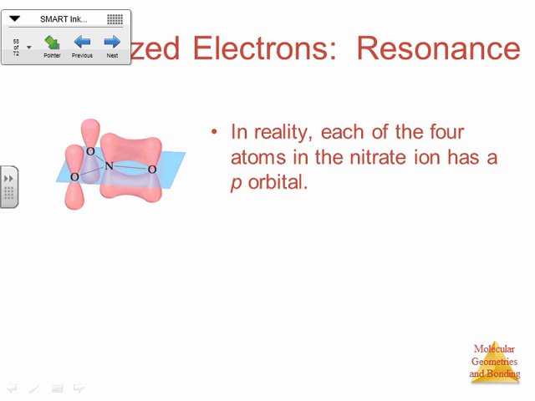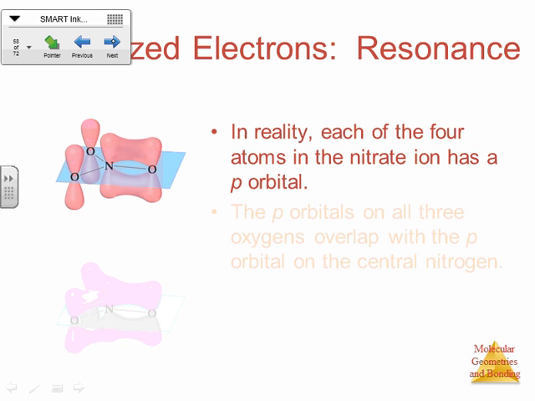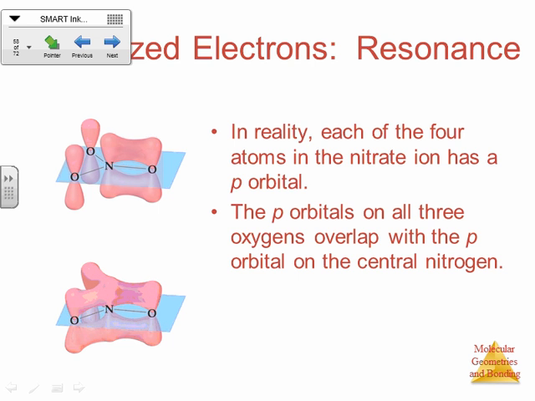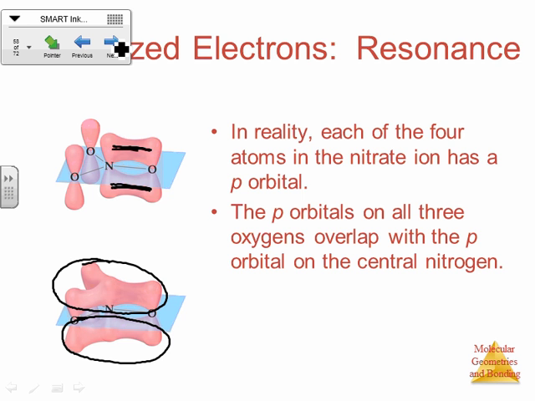So each of these 4 atoms in the nitrate has a p orbital, okay? And what happens here is instead of having the double bond between just one nitrogen and one oxygen and then a single bond between the other 2, what's really happening here is you end up with sort of this big delocalized region of overlap between all of them, okay? And so really the electron can kind of travel anywhere in that entire area.